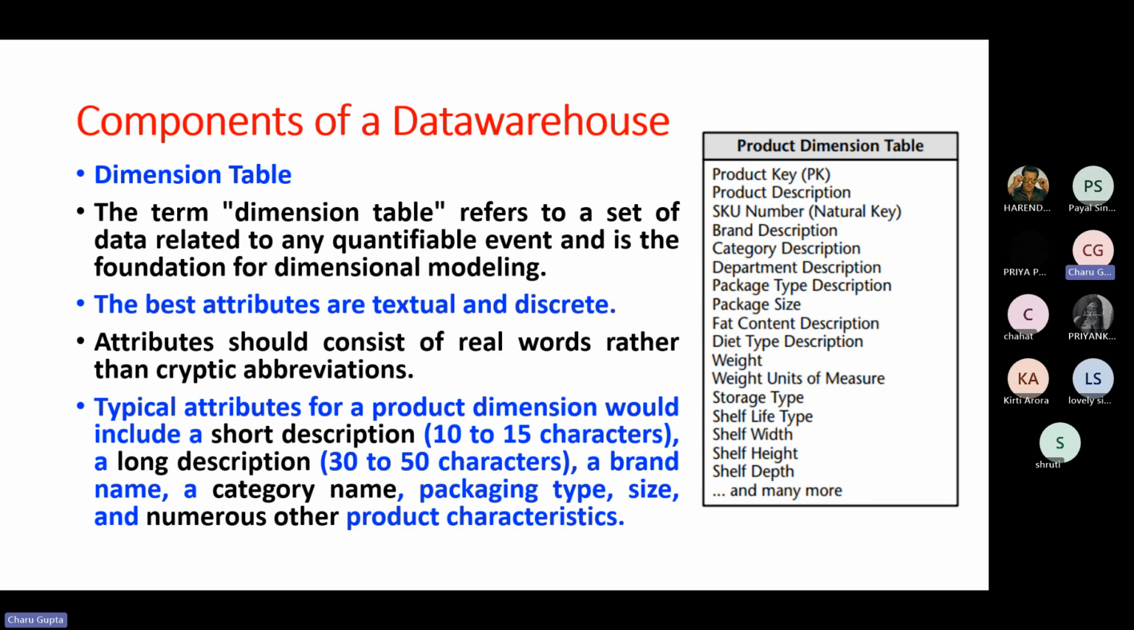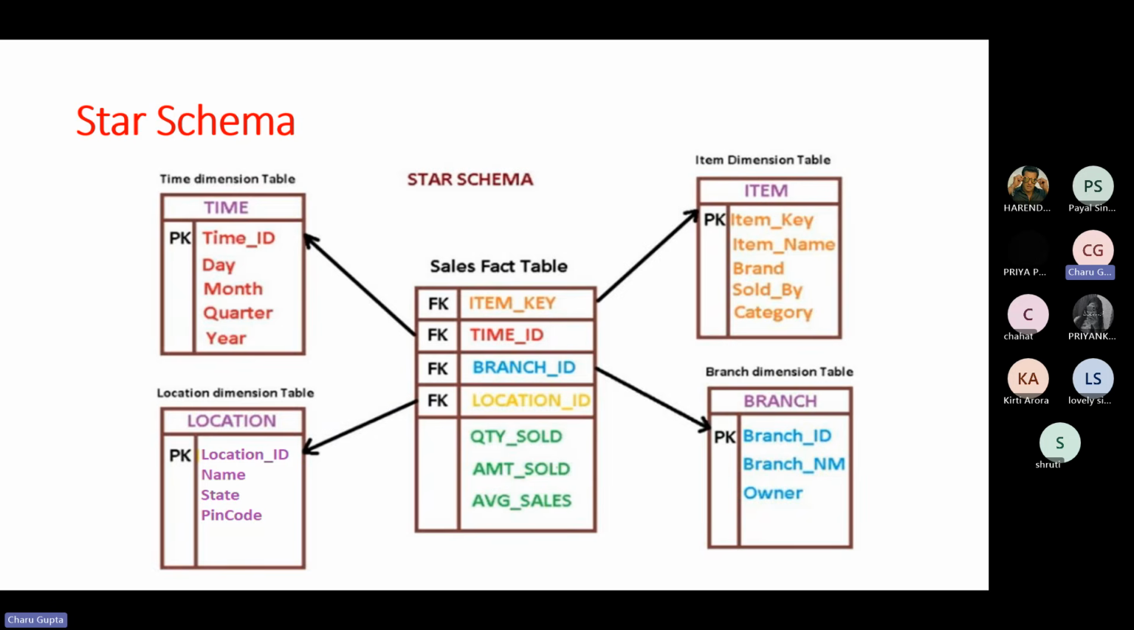So the two things, fact table and dimension table. So this is a star schema. You see in the center there is a fact table. The fact table will always be in the center, and dimension tables will be connected with this fact table. In the fact table we have stored keys or IDs, and the corresponding key details in the dimension table.